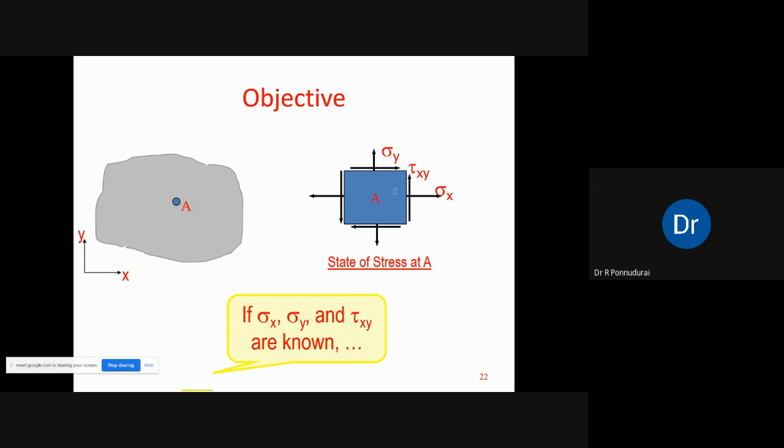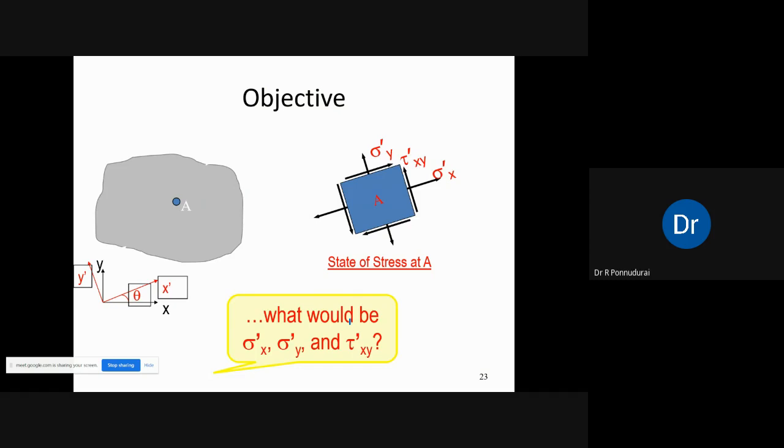So now instead of a 3D element, we can go for a plane element: sigma x, sigma y, tau xy. So three components of stress are available at this particular point. That is the 2D case. If sigma x, sigma y and tau xy are known, then you can calculate the principal stresses. But suppose you have any given plane other than the principal plane. You want to find, on this plane, what is the state of stress? What is the normal stress value, sigma? What is the shear stress value? How to find it now?